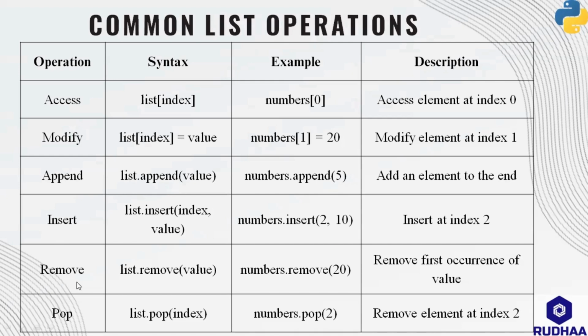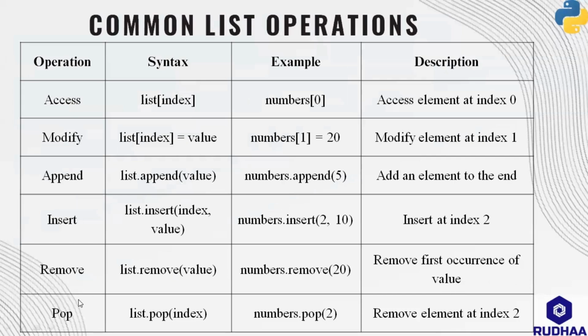And the remove and pop operations are exactly opposite to append and insert. Remove means list dot remove value. It will just remove the value that we specify, and it will remove the first occurrence of the value. That means we are removing 20, numbers dot remove 20. If 20 occurs one, two, or more times, the first occurrence of 20 will get removed while using the remove command. So it removes the first occurrence of the value.